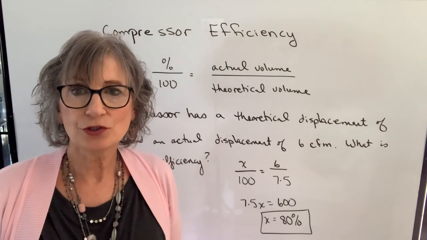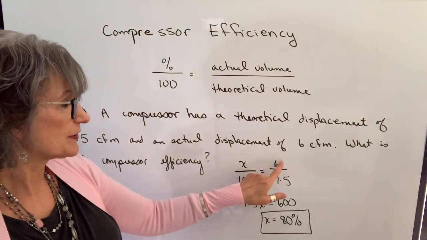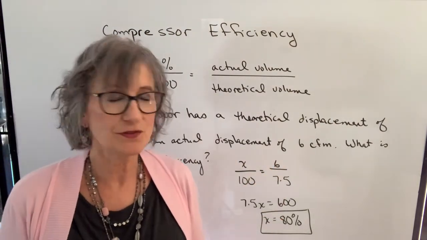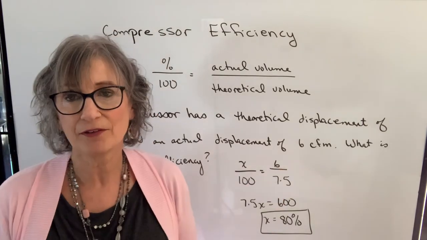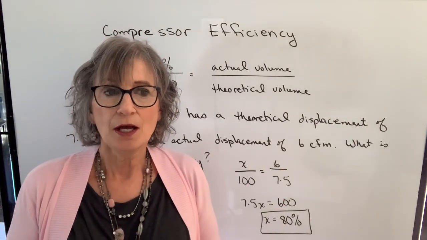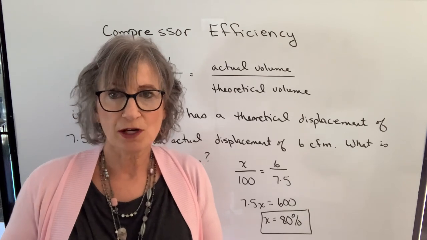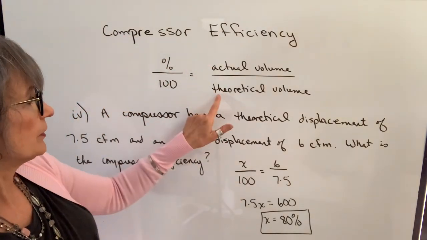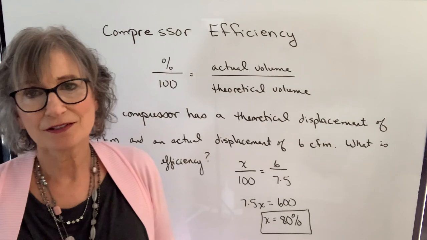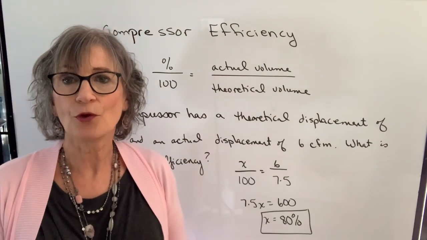There is a shortcut that you could use for this question as well to find what percent 6 is of 7.5. You simply divide 6 by 7.5 and then multiply by 100. But because I was doing three different types of questions, finding these three different values, I like to stick with one method or one equation, and it works for all three types of problems.